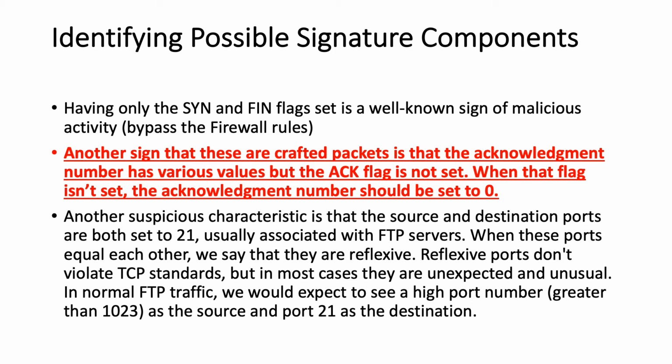And so another highlight in red is another sign that this is a crafted packet, meaning a packet actually built by a hacker: the acknowledgement number has various values, but the ACK flag is not set. This goes back to the TCP voice over PowerPoint slides that we talked about, the ACK flag and the acknowledgement number. Another suspicious characteristic is that the source and the destination ports are both set to 21. We know that FTP runs at ports 20 and 21, and port 20 is for exchange of data, uploading and downloading data, and port 21 is to keep the connection alive.